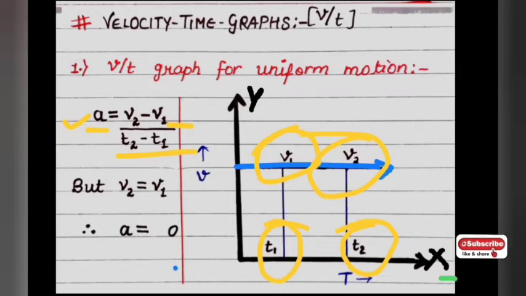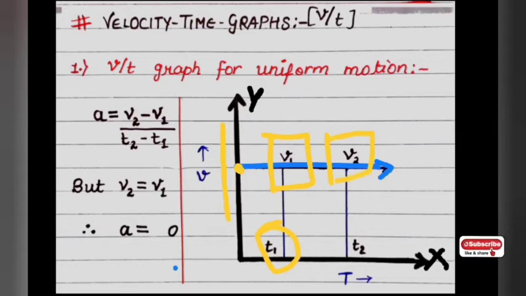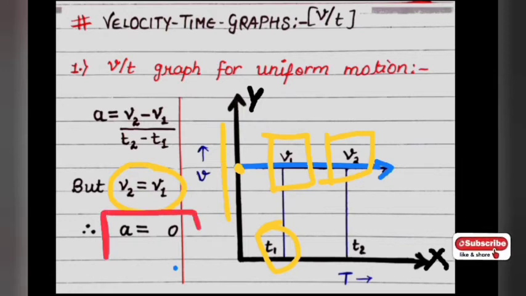But what you can see over here, at t1 the velocity of the object is v1, and at t2 also the velocity is v2. But as you can see, v1 and v2 both are the same. What does it mean? v2 minus v1 will become 0, and we get acceleration a equals 0. So acceleration is 0.